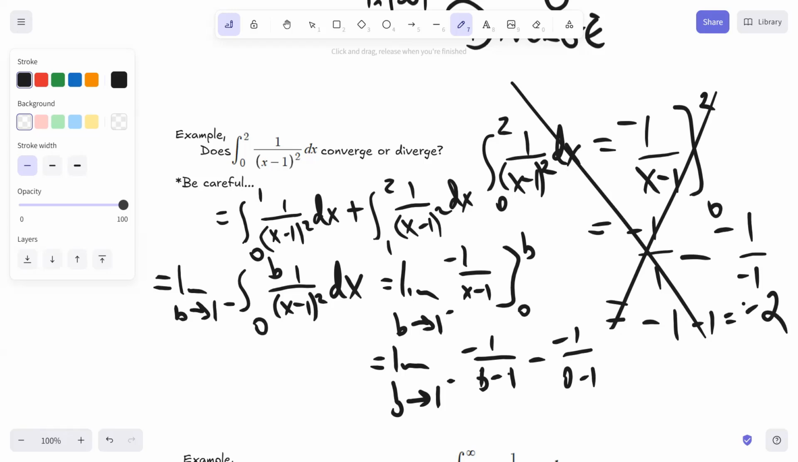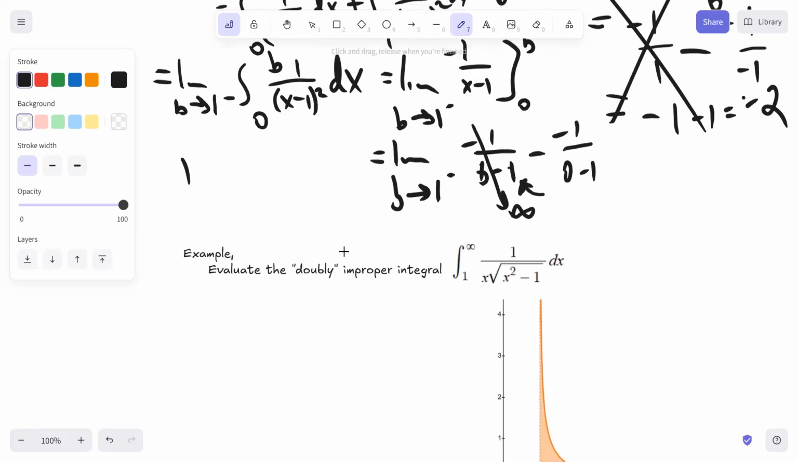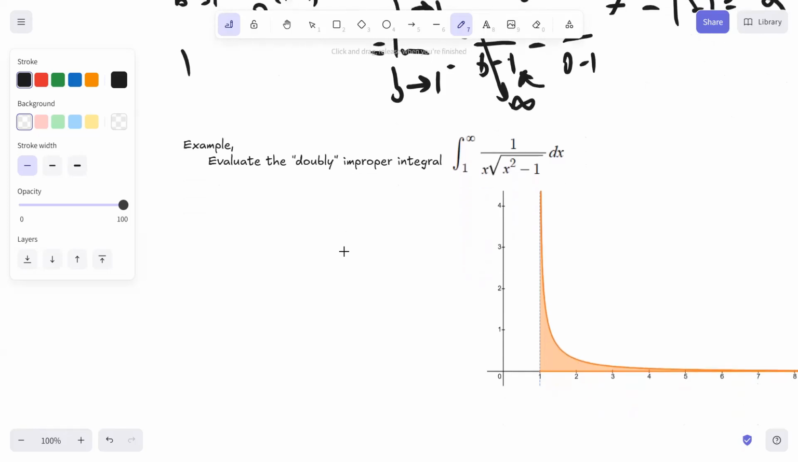Now, as b approaches 1 from the left, the denominator here gets infinitesimally small, and this goes off to infinity. So this diverges, because remember, you only have to have one of them diverge for the entire integral to diverge. And since the first one we checked diverges, we don't even have to check the second one. So this one diverges.